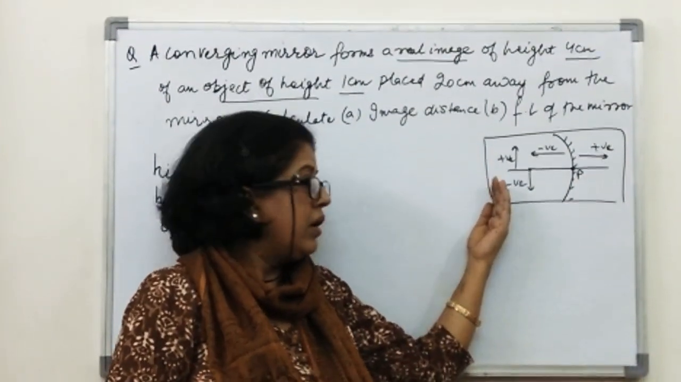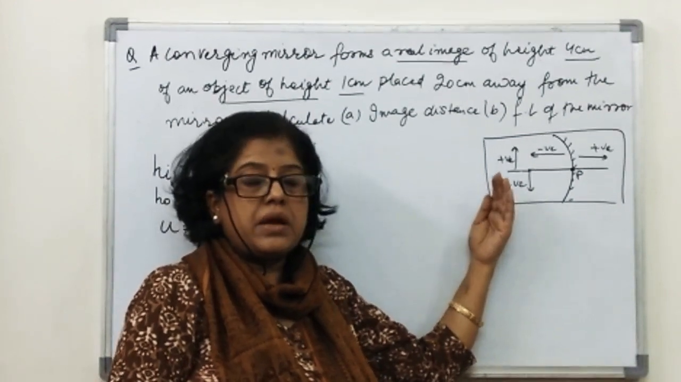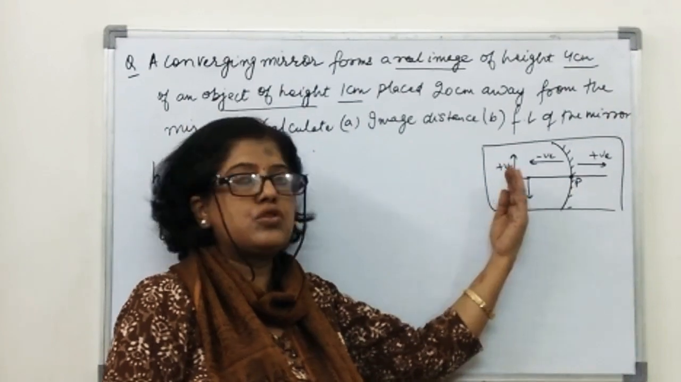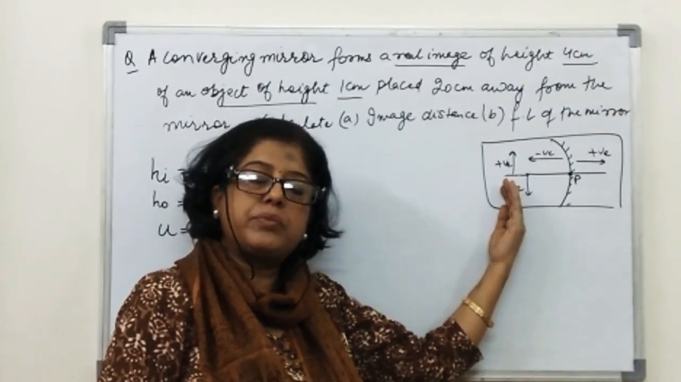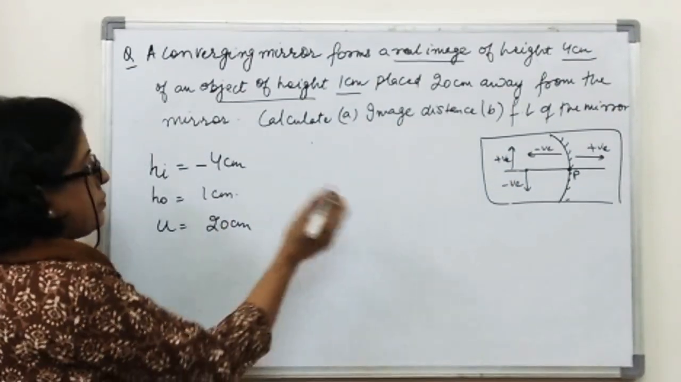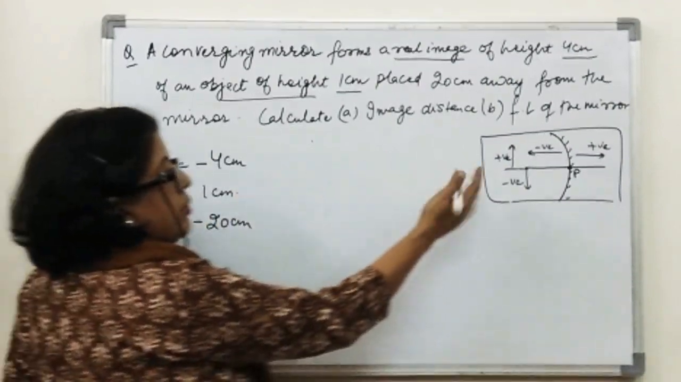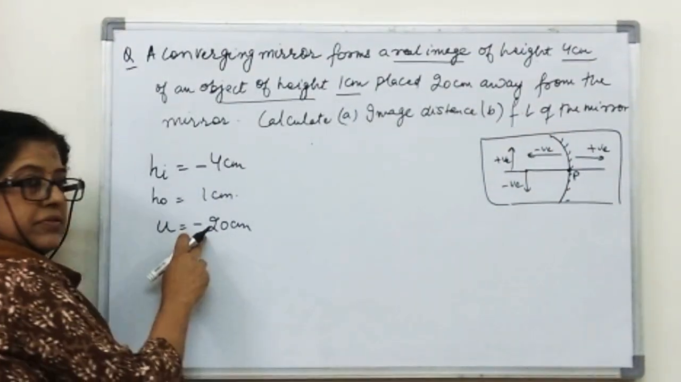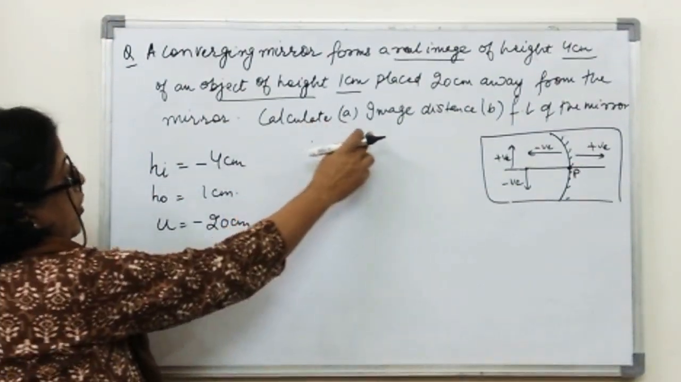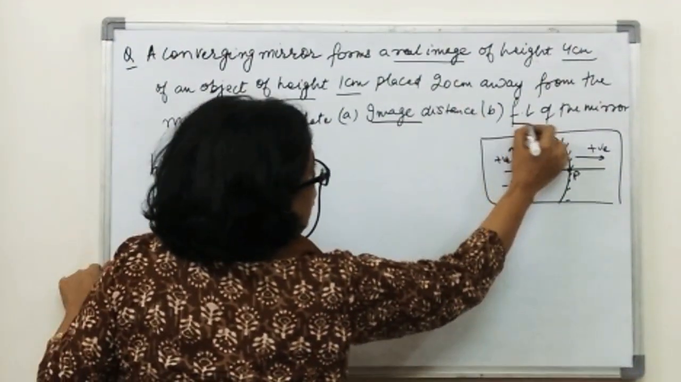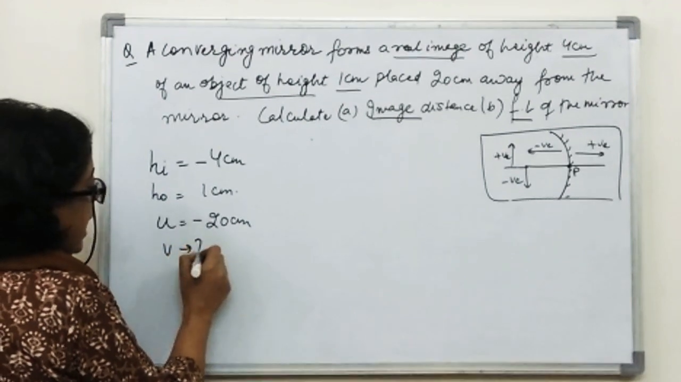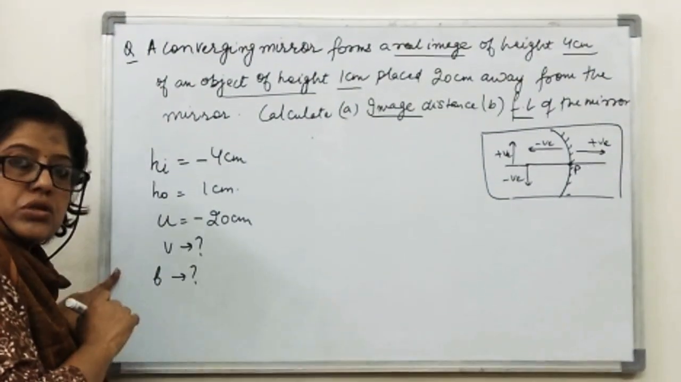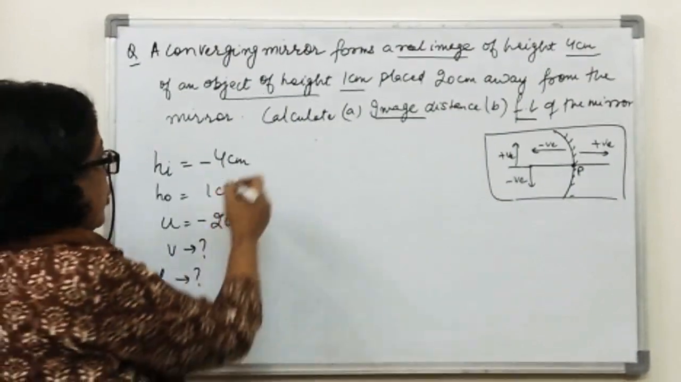Always, we know this. For all this explanation, I'm telling you to watch the previous video. So the object should be in front of the mirror, to the left of the mirror. So U will therefore be minus, because the object is in front of the mirror. So we go right to left. U will be negative. What we have to find is the image distance and focal length. So we have to find out V and focal length. This is to be found. This is very important. You have to write this before you start solving your question.